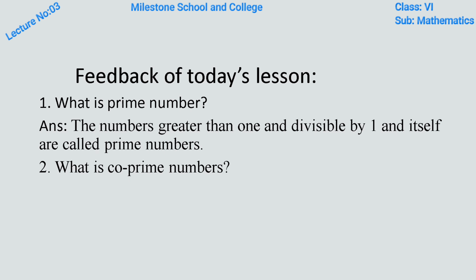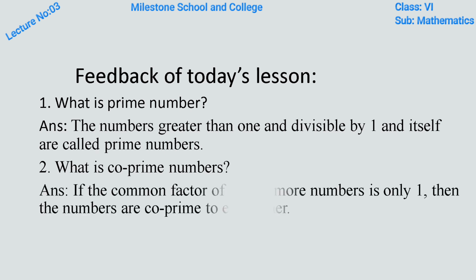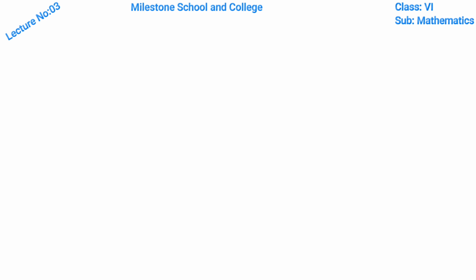The next question is, what are co-prime numbers? So this is the answer, my dear. Thank you so much for telling. If the common factor of two or more numbers is only 1, then the numbers are co-prime to each other. So this is the feedback of today's lesson.